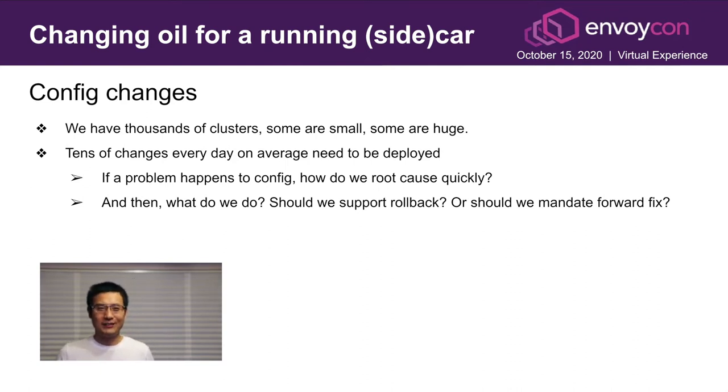That is how we get thousands of clusters. And some of the clusters are small, only one listener, one or two, maybe three upstreams. Some are huge. Just look at the largest cluster we have. It has about 300,000 lines of config. And the config dump was more than 7 megabytes. And on average, we roll out tens of changes every day. And we need to deploy them fast. And then it comes to the question, if a problem happens to config, how do you root cause the problem quickly? And once you locate the problem, what do you do? Should we support rollback or should we mandate forward fix?